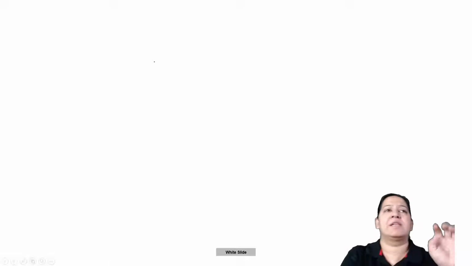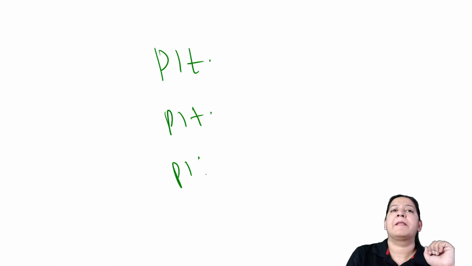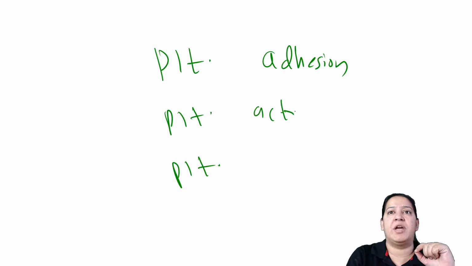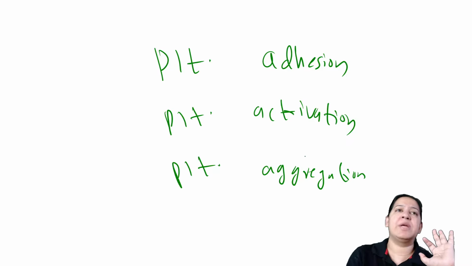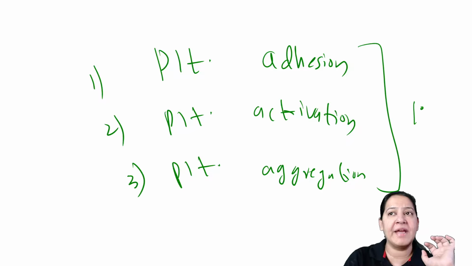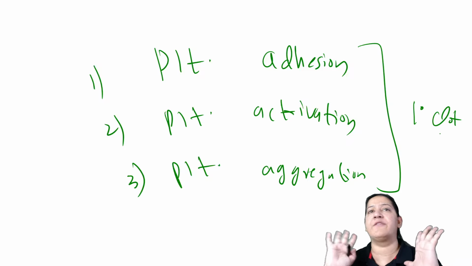So there are three things. First, platelet adhesion, then platelet activation. The first is adhesion. The second is activation. And the third one is aggregation. You got it? So these are the three steps which occur in sequence while forming the primary clot. This is how the primary clot is formed. I hope you already understand the differences between them.